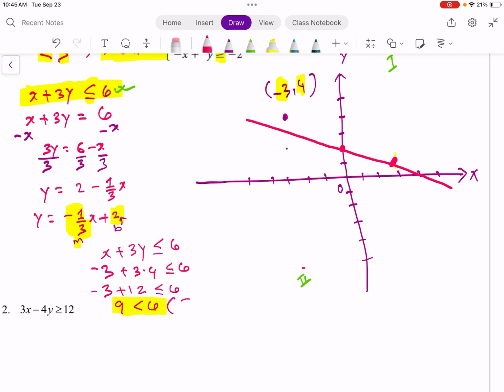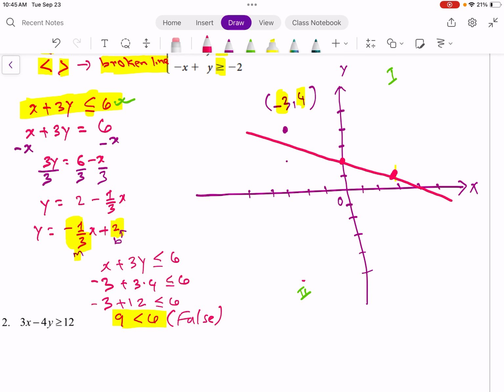It's false, right? Now, since this point is above the line and it's false, every point above the line is not a solution. Every point below that line is a solution for this inequality. So we show that by drawing a downward arrow at the end. Here it means every point below this line is a solution for this first inequality. All this yellow region is a solution for the first inequality.